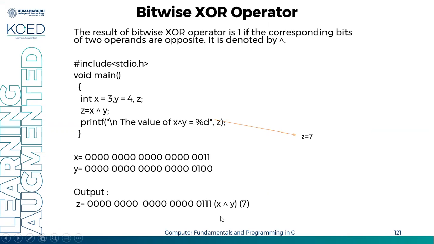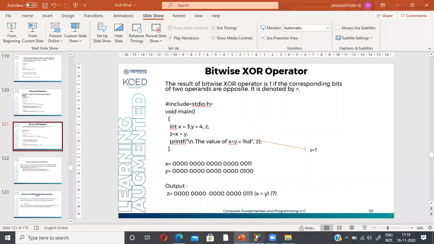How did it happen? 1 into 2 power 0, 1 into 1 equal to 1, 1 into 2 power 1, which is equal to 2, 2 plus 1 equal to 3. And then 1 into 2 square, 2 square equal to 4, 4 plus 3 equal to 7. In this way, the numeral of this binary representation is 7. So 7 is our output. We'll check the output.